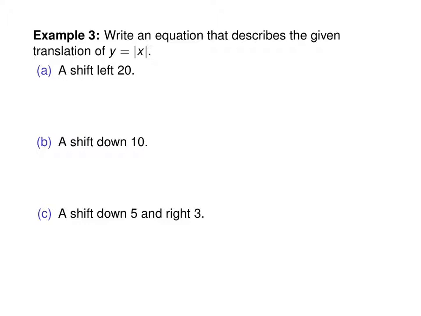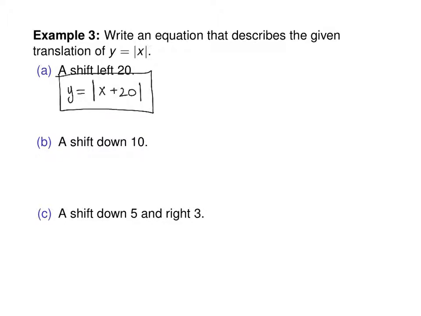All right, write an equation that describes the given translation of y equals absolute value of x. A shift left 20. So doing shifts left or right means do them inside the function. So that will be y equals absolute value of x. Now to go left, we have to do plus a constant number, so that will be x plus 20.